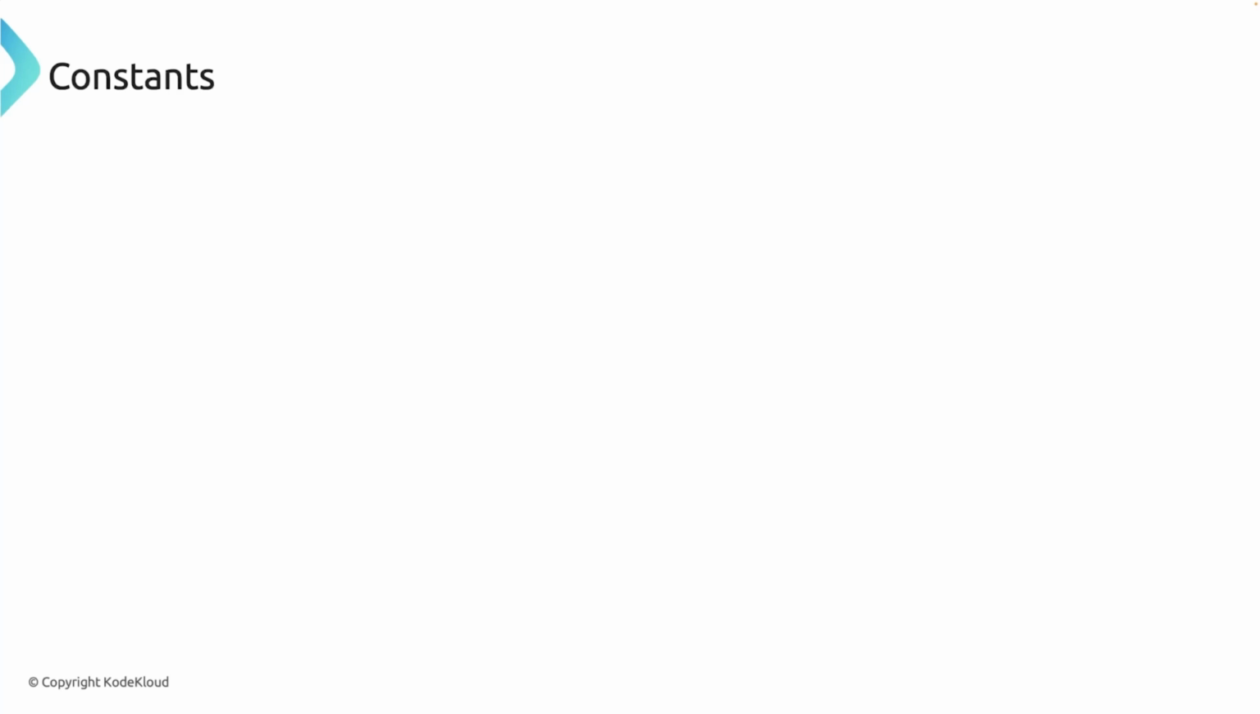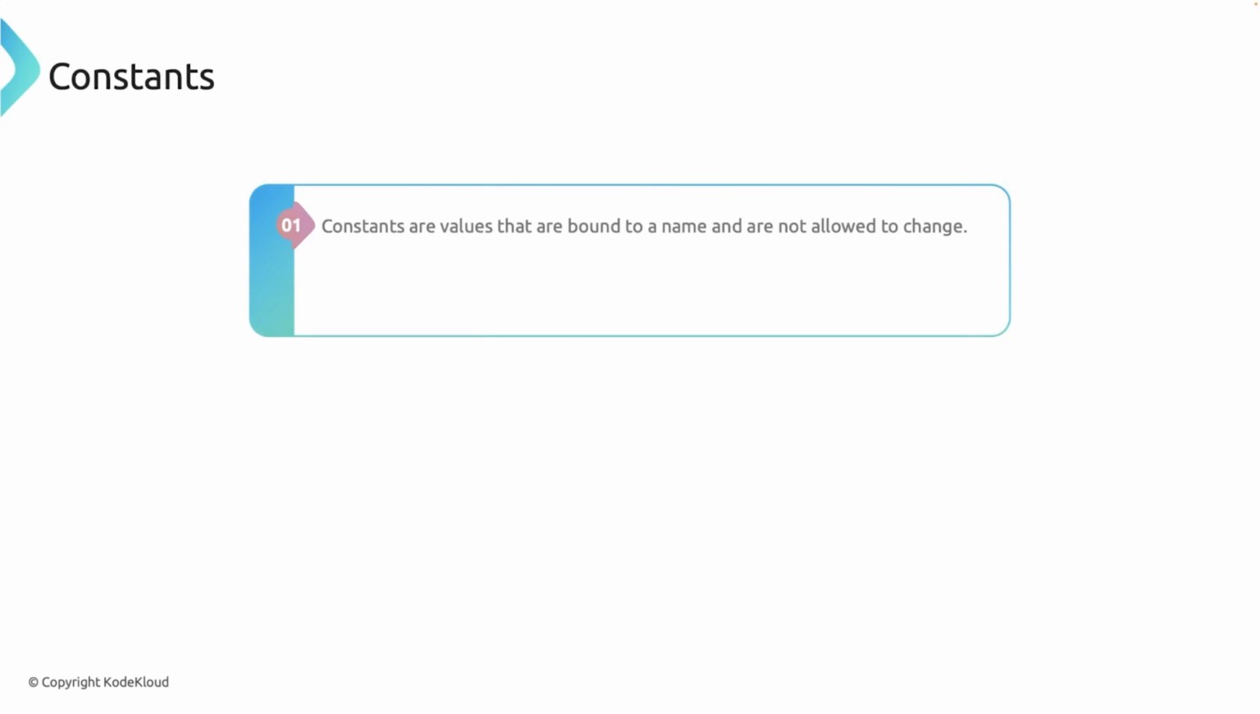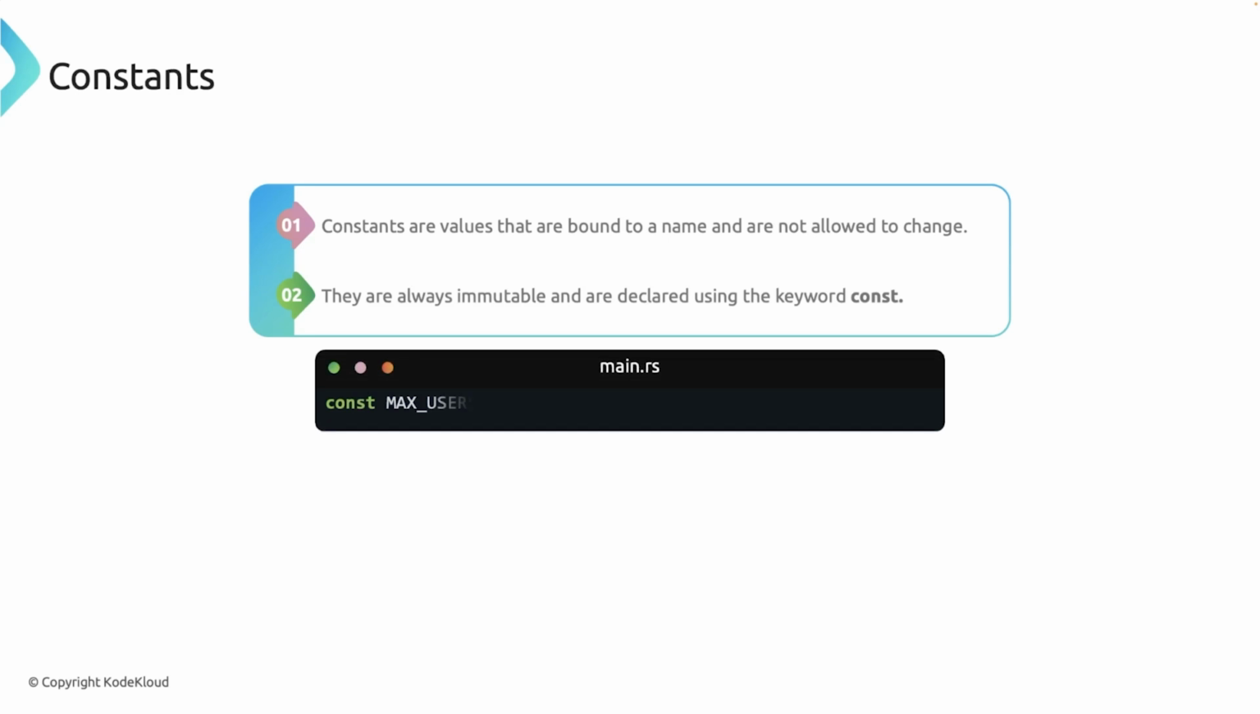In addition to immutable and mutable variables, Rust also has constants. In Rust, constants are similar to immutable variables, but with a few key differences. Constants are values that are bound to a name and they're not allowed to change. They are always immutable and are declared using the keyword const. Unlike variables, constants must have their type explicitly annotated.